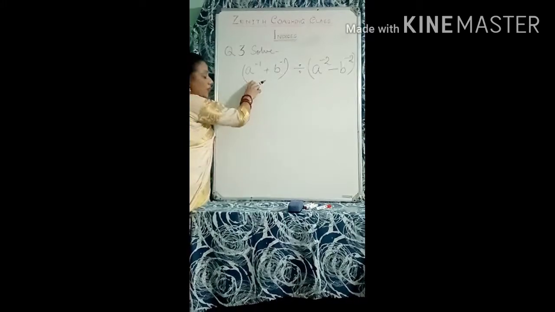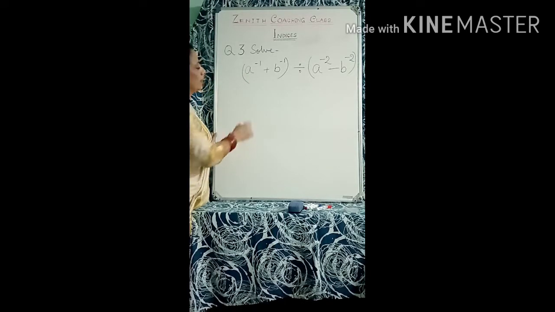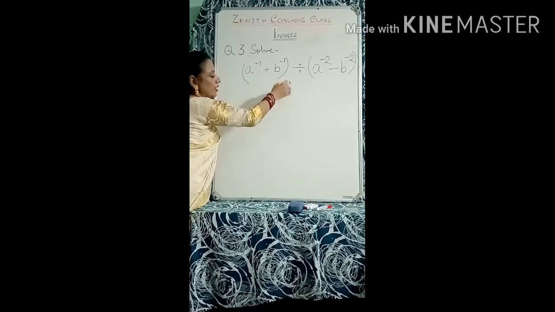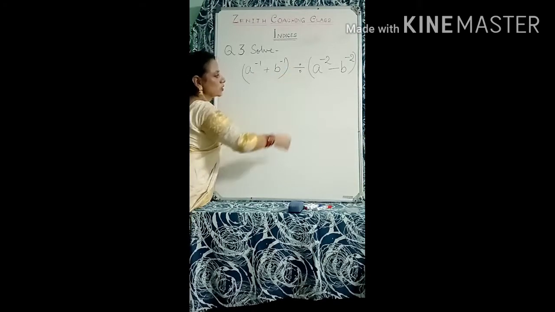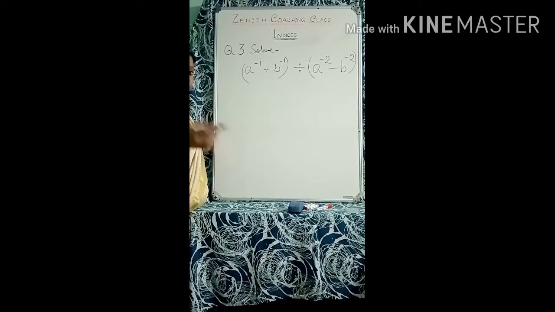Here I'm not writing x, I'm writing a for you. Okay, so a to the power minus 1 plus b to the power minus 1 is the first bracket, then divided by a to the power minus 2 minus b to the power minus 2. What you have to do? Okay, let's try and see whether we can solve it or not.